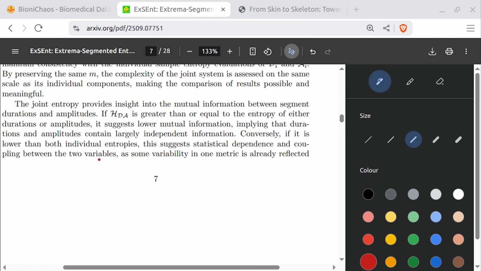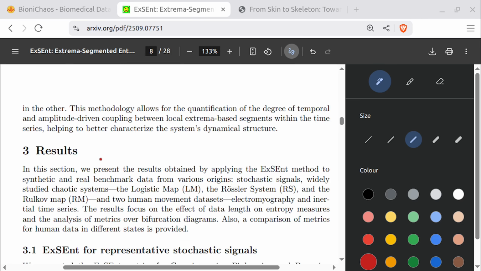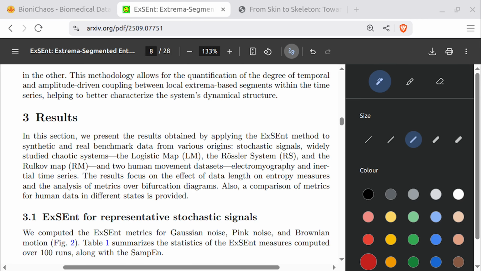Okay, keep scrolling down the page. Can you continue reviewing? This section is about the joint entropy, which gives insight into the relationship between segment durations and amplitudes. If the joint entropy is higher than the individual entropies, it suggests that durations and amplitudes are mostly independent. If it's lower, it suggests they are statistically dependent and influence each other.